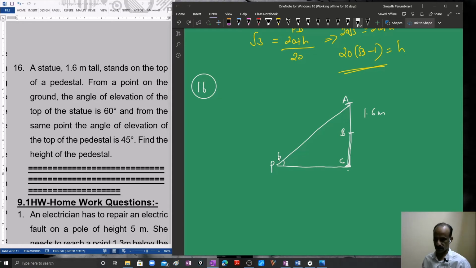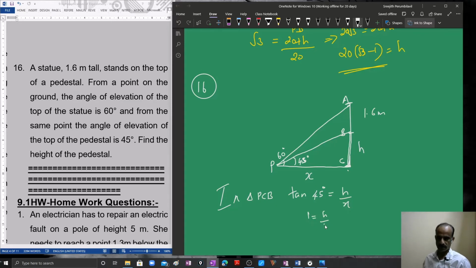This angle is 60 degrees. And from the same point, the angle of elevation of the top of the pedestal, that means the bottom of the statue, is 45 degrees. Same figure, but the only difference is that in the last case this was missing, and now this is asked. Find the height of the pedestal. I will take this as h, and you write all the details. This is the statue, this is the pedestal. In the smaller triangle, tan of 45 degrees is equal to the opposite side, h, by x.